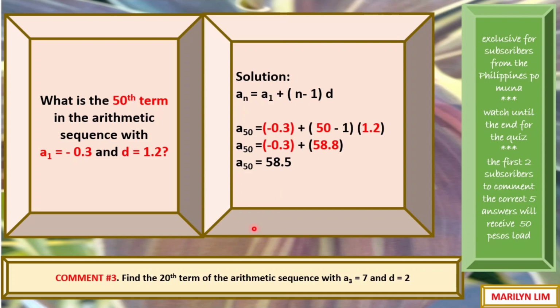For comment number 3: find the 20th term of the arithmetic sequence with first term 7 and common difference 2. So you just have to follow this pattern, follow this formula. Again, I am telling you, math is a pattern. Mathematics is a pattern. So as you can see, we have to follow a certain pattern in mathematics.